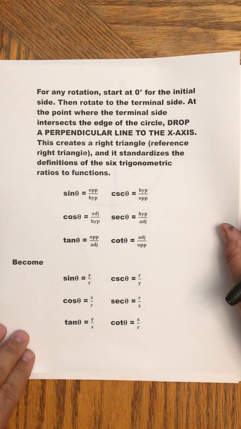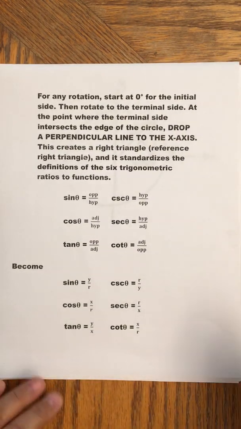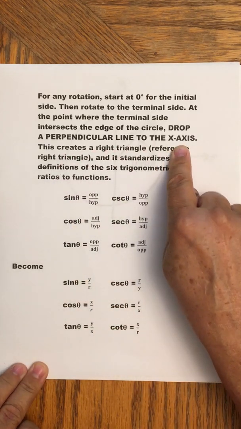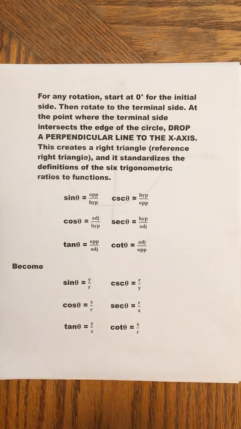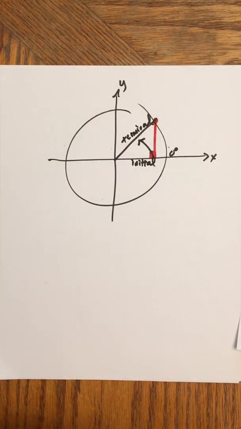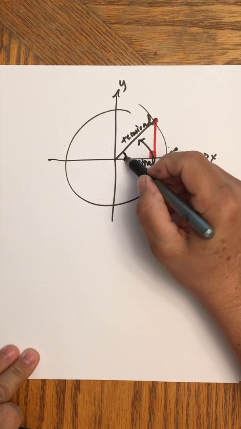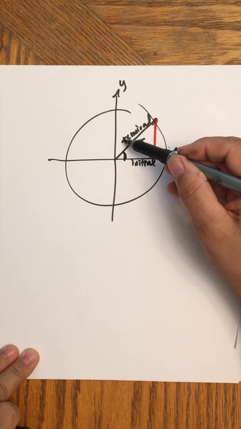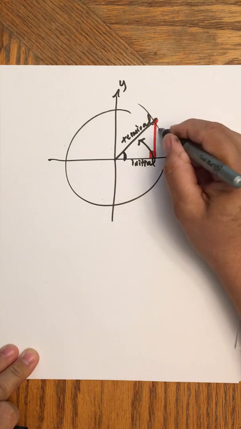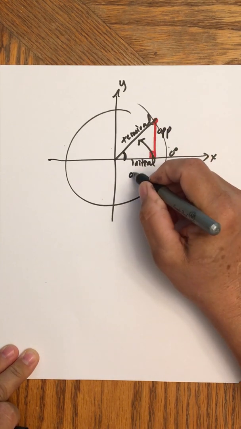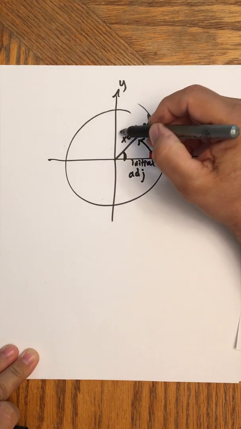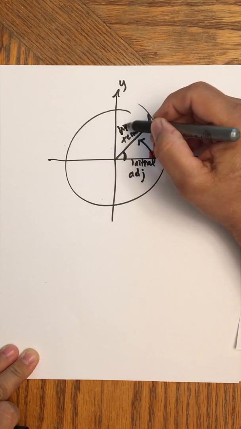But what happens is, because we have this rule of dropping a perpendicular line to the x-axis, we create, of course, the reference right triangle that I showed you, and it standardizes the definitions of the 6 trigonometric ratios to functions. And so where you have opposite over hypotenuse, for example, for sine, when you look at this, this is always going to be your angle, the one that's between the terminal side and the initial side. So this is always going to be opposite. This is always going to be adjacent. And this is going to be your hypotenuse.